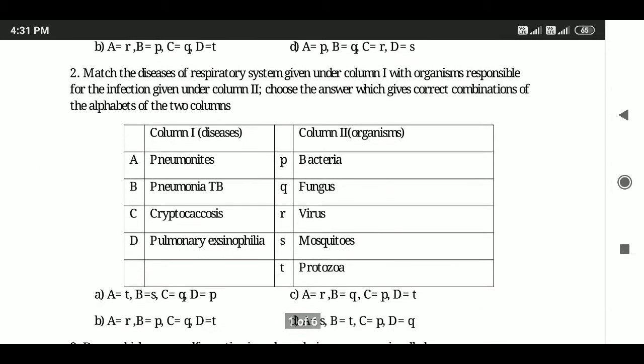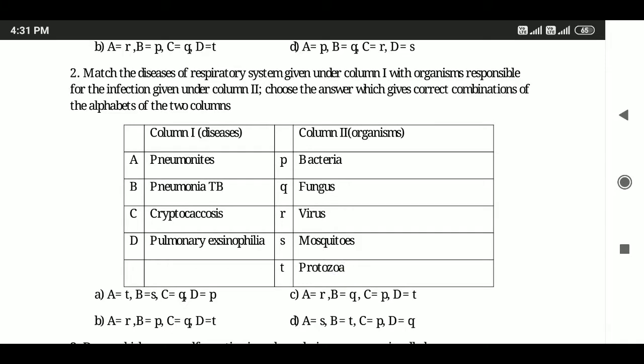Now the second one: match the diseases of respiratory system given under column 1 with the organism responsible for the infection given under column 2. Pneumonitis, pneumonia and TB, cryptococcosis, pulmonary eosinophilia. Pulmonary eosinophilia can be because of bacteria, fungus, virus and protozoa, but because bacterial, fungal and viral infections specifically have their options in this question, we can go with the protozoan disease.